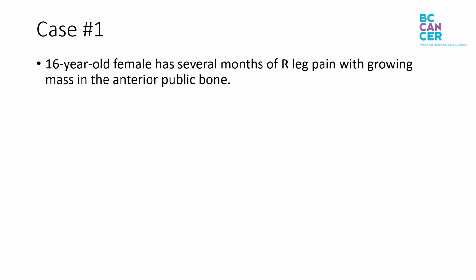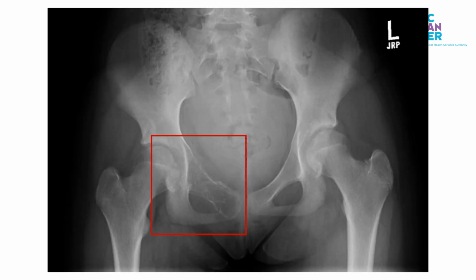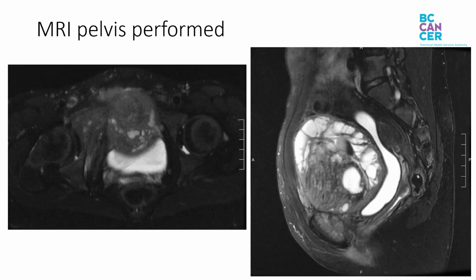A 16-year-old female has several months of right leg pain with growing mass in the anterior pubic bone. Pelvic AP X-ray demonstrated destructive, lytic, moth-eaten appearances and changes in the right superior ramus. MRI of the pelvis was performed, which demonstrated this heterogeneous T2 hyperintense multilobulated mass sitting in the pelvis. Biopsy was performed and showed EWSR1-FLI1 fusion, classic for Ewing sarcoma.